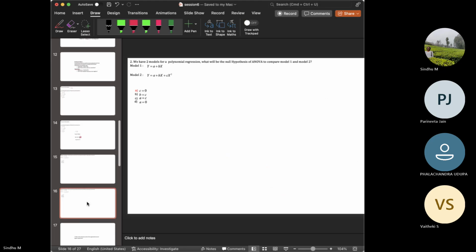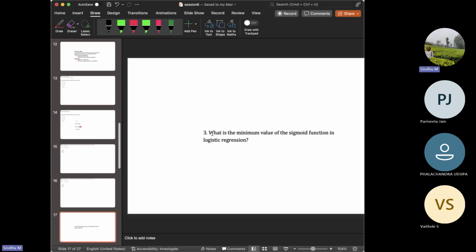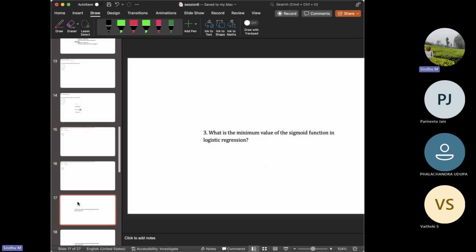So the answer to the third question, the minimum value of the sigmoid function, is 0.